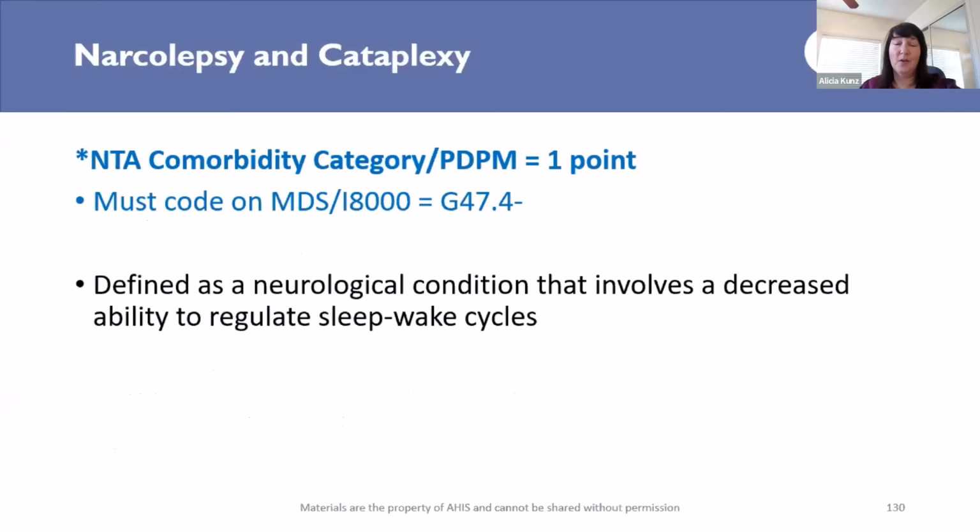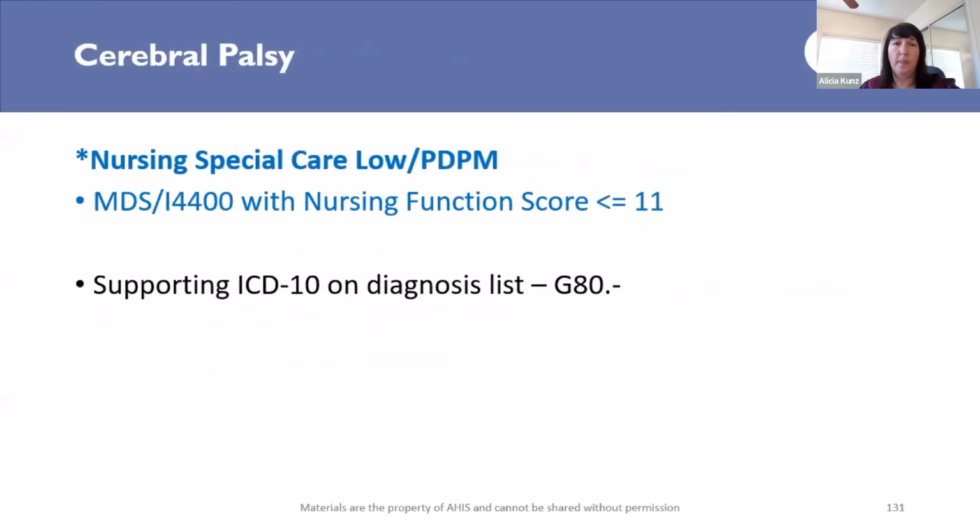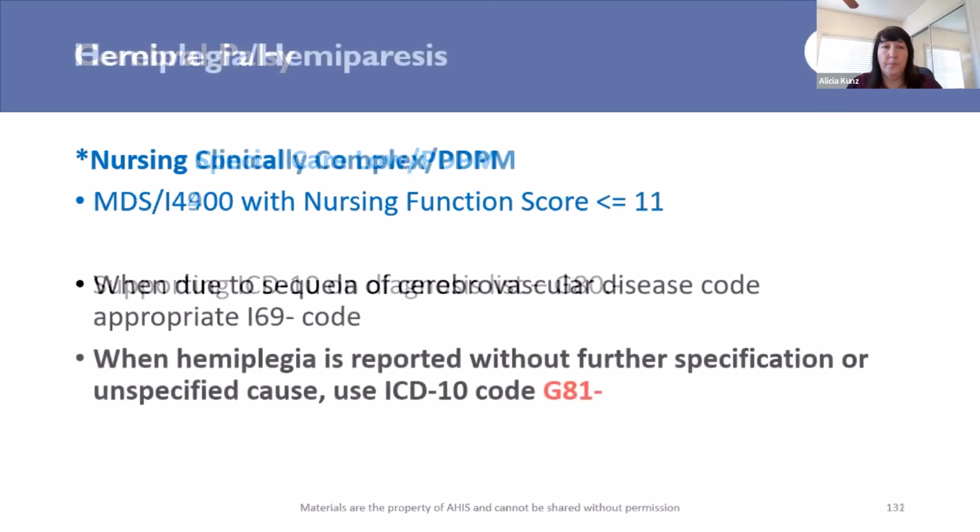Narcolepsy and cataplexy. Those are neurological conditions that affect sleeping and staying awake. That will get you 1 point on your NTA comorbidity category. And again, that would have to be on section I8000 of your MDS. And a lot of times you'll see that they're taking a medication for that. Next. Cerebral palsy will affect your nursing category. And again, even though we're checking that off on the MDS, we still would like to see that code from category G80 on your diagnoses list. Next.